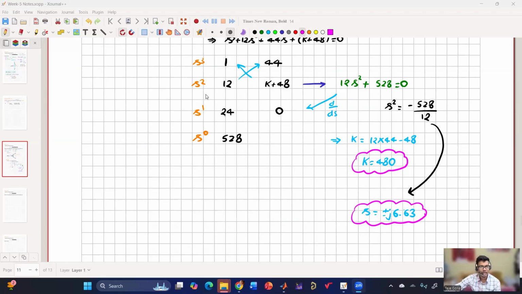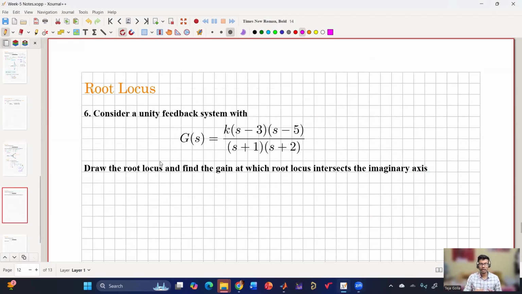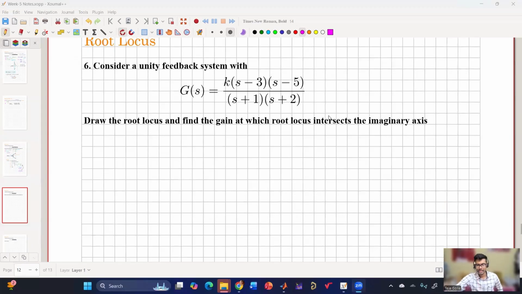Okay, so now let us solve one problem. Now we are basically combining all the rules and then solving this problem. Okay, so both said yes. I think then we'll again start from rule number 1, and we'll do it slowly.